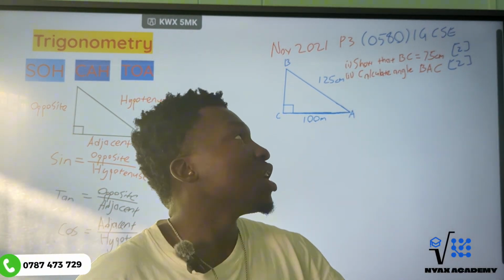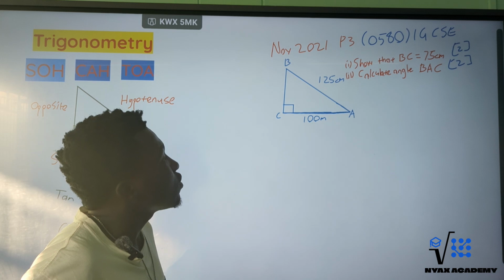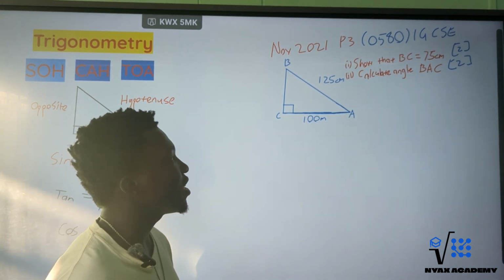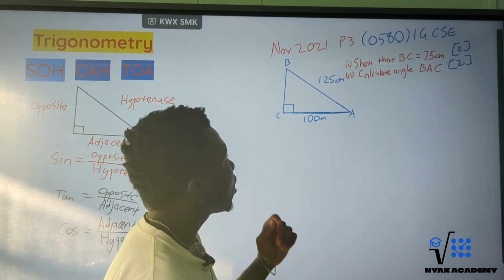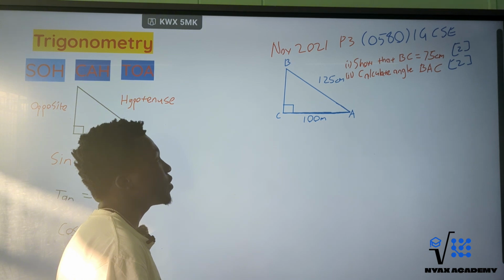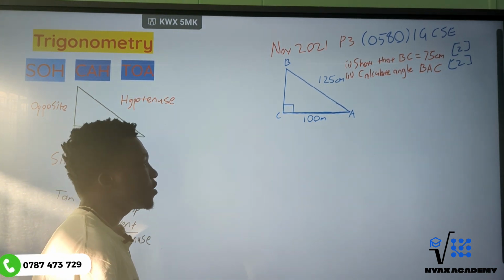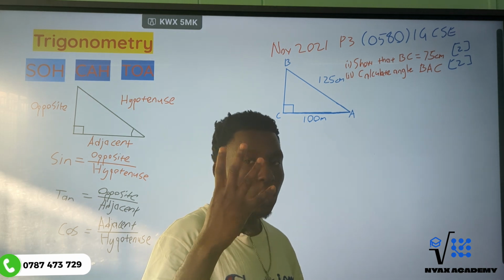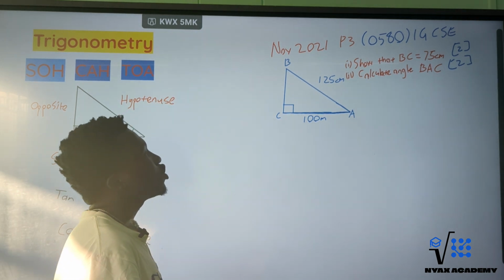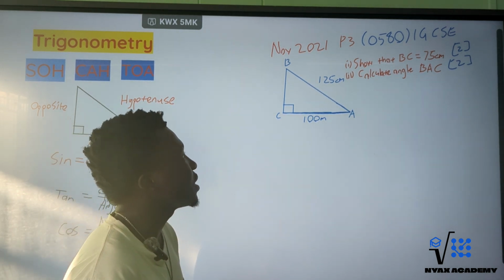So candidates, welcome back. We're now looking at a question from November 2021, Paper 3 IGCSE. We're told to show that BC is 75 centimeters for 2 marks, and calculate the angle BAC for 2 marks, totaling 4 marks. So how do we show that BC is equal to 75 centimeters?